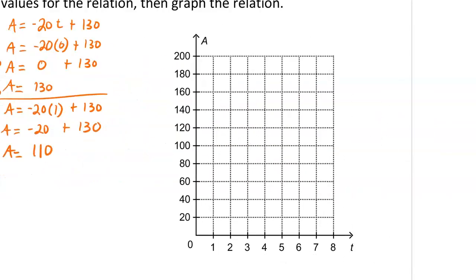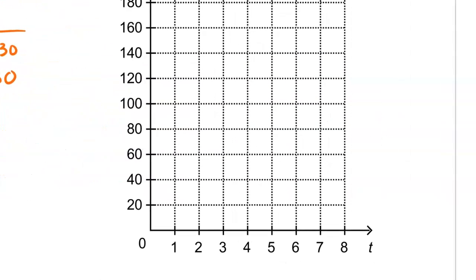Moving over to the graph, now we have to plot this information. So at 0 weeks, he has $130. At 1 week, 110. At 2 weeks, 90. 3 weeks, 70. And you can see the linear relation that it is creating.